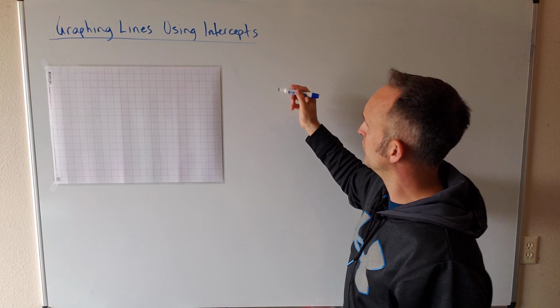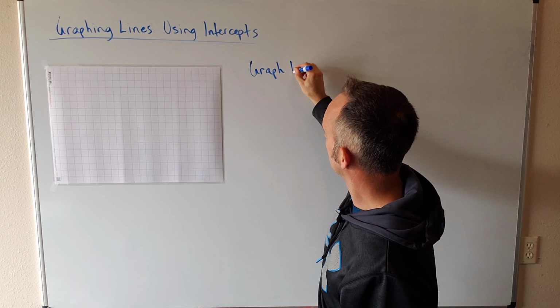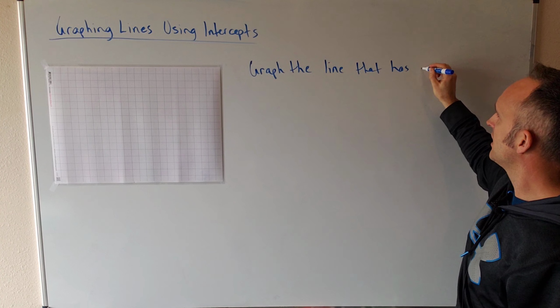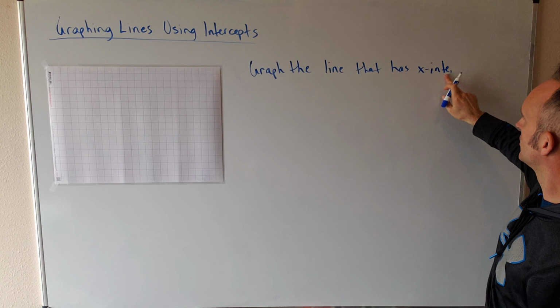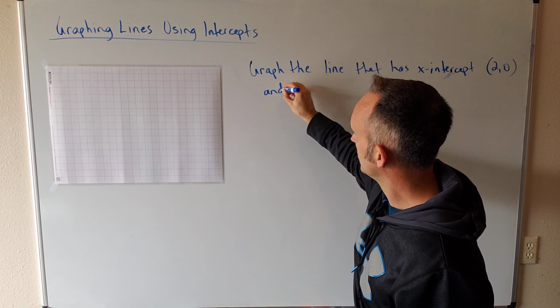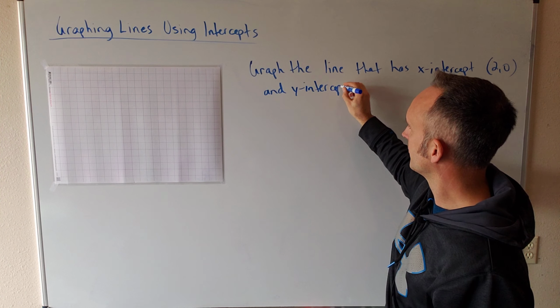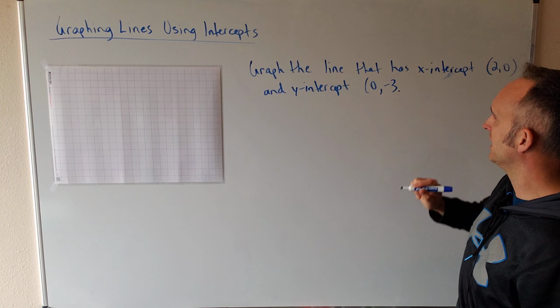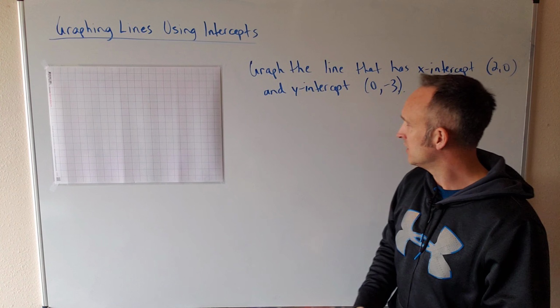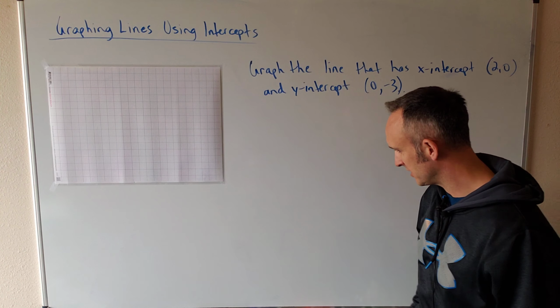We'll start with a basic example, and we'll graph the line that has x-intercept (2, 0) and y-intercept (0, -3). I'll explain the concept of intercepts as we go through the problem, but you can clearly see that they are ordered pairs. And we have 2 points, so that's enough to graph the line.